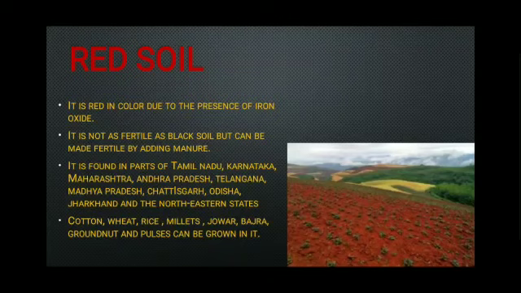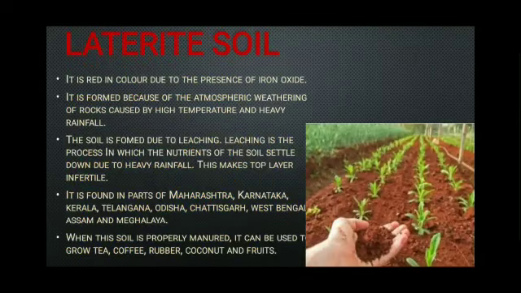It is found in parts of Tamil Nadu, Karnataka, Maharashtra, Andhra Pradesh, Telangana, Madhya Pradesh, Chhattisgarh, Odisha, Jharkhand, and the northeastern states. Cotton, wheat, rice, millets, jowar, bajra, groundnut, and pulses can be grown in this red soil.